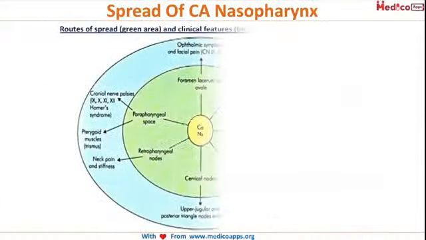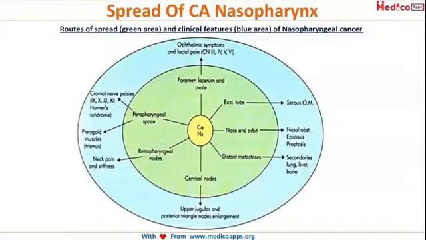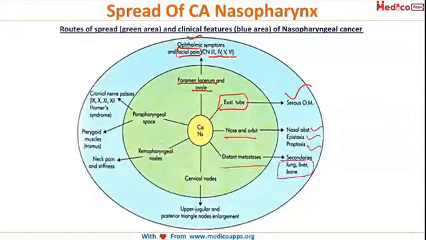Okay, now let's look at how the carcinoma of nasopharynx spreads. So this is an easy image for you. Via the foramen lacerum and foramen ovale, it involves the third, fourth, fifth and sixth cranial nerves, resulting in ophthalmic symptoms and facial pain. Via the eustachian tube, it presents with serous otitis media. It goes to the nose and orbit, resulting in nasal obstruction, epistaxis and proptosis. And distant metastasis mainly involves the lung, liver and the bone. And the cervical nodes most commonly involved are the upper jugular and the posterior triangle nodes. Okay, so upper jugular and the posterior triangle nodes, very very important.